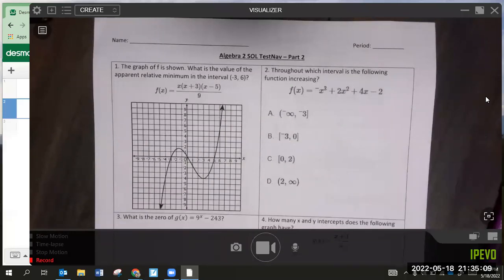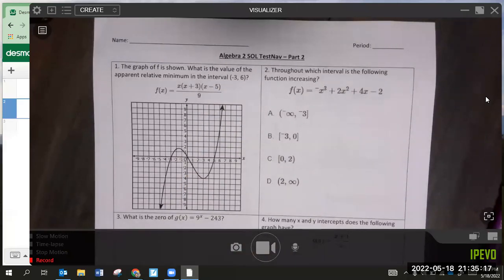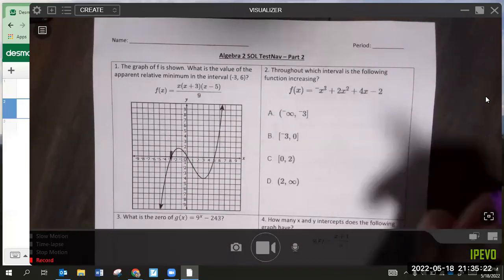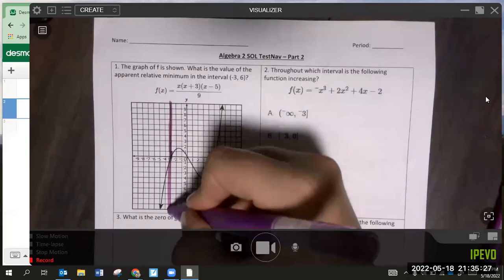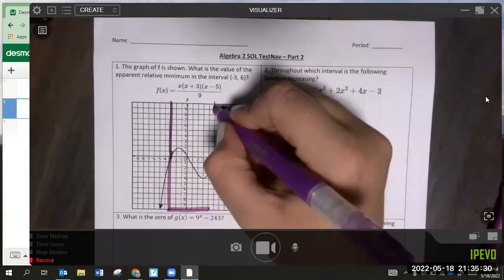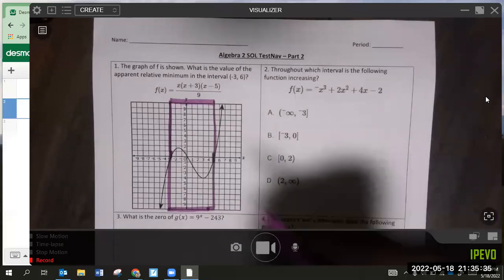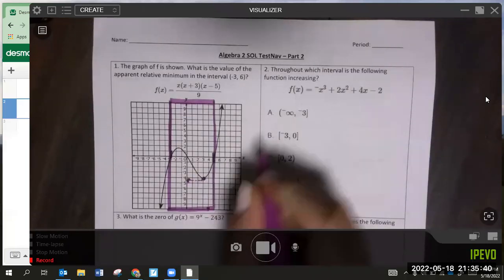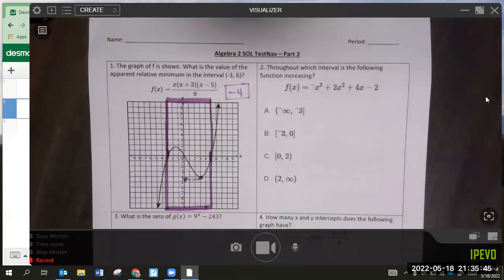So it says, what is the value of the apparent minimum in the interval -3 to 6? So I'm just going to come to my graph here, and I'm going to start at -3, which is right here. And I'm going to go all the way to 6, which is right here. So I'm just looking in this window right here. Just in this window, what is the apparent minimum? Minimum would be happening right about here, at -4.